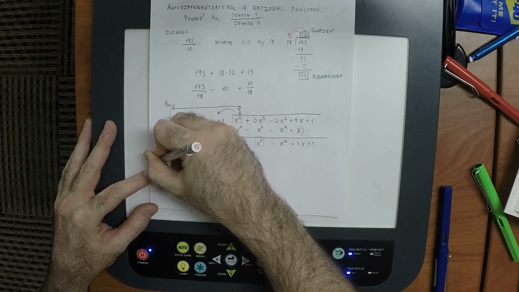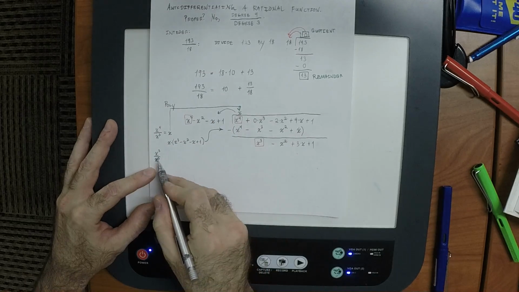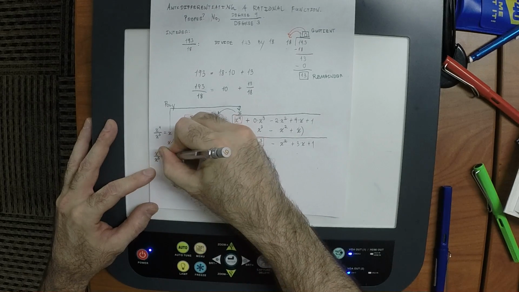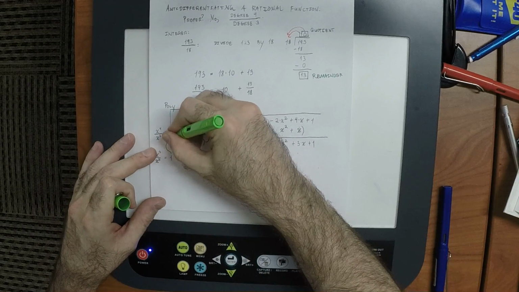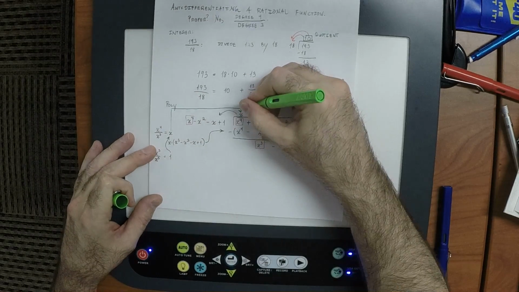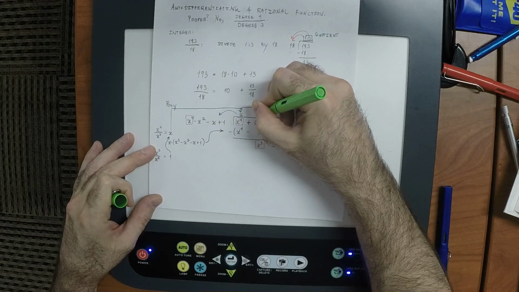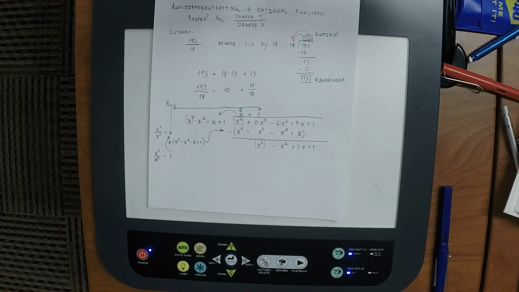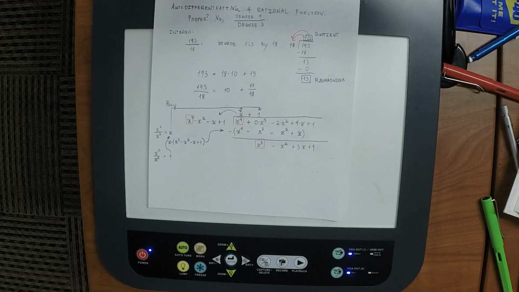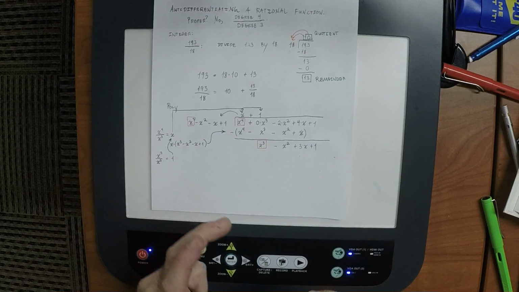X cubed over x cubed. If you make that cancellation, what do you get? 1. So now you take that 1, and it gets put on the top, right here, so that things are lining up, and then in desperation, that 1 jumps off, hits the dividend on the way down.